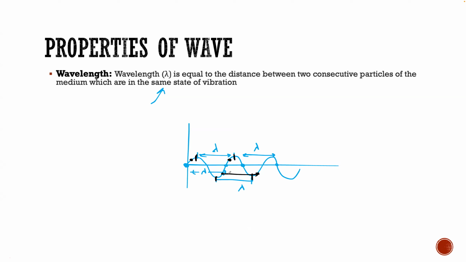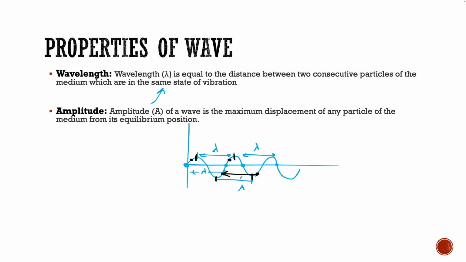So any distance between any two consecutive points that are in phase is called wavelength. That's it. Now, what is amplitude? It is the maximum displacement of any particle in a medium.